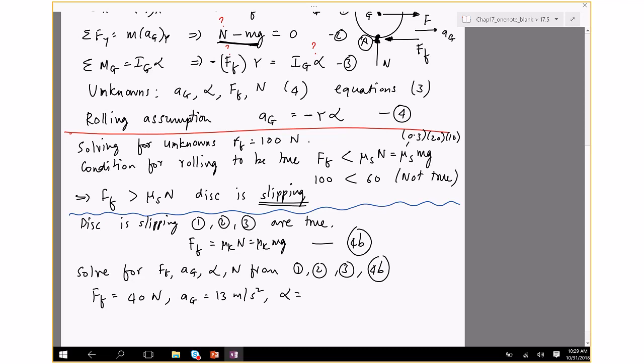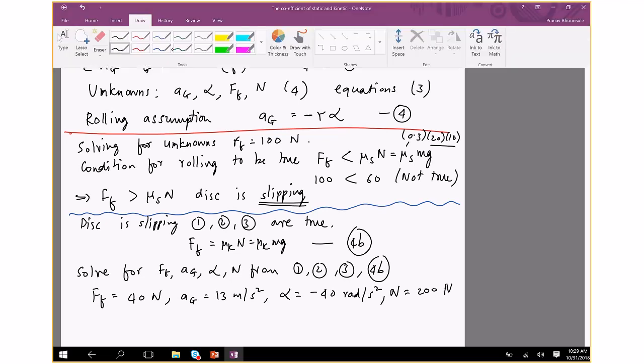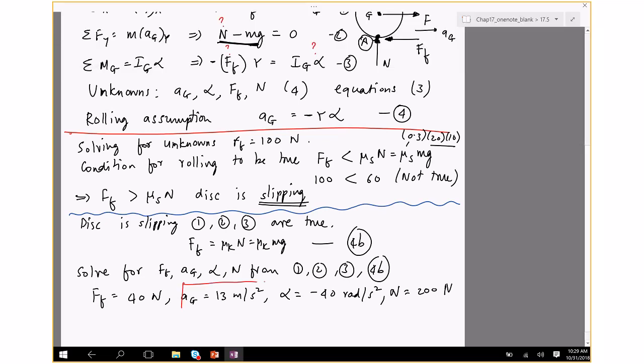The values are FF equals 40 newtons, AG equals 13 meters per second square. Alpha is not asked, but comes out to be minus 40 radians per second square. It's negative because we assumed it to be counterclockwise. It's actually clockwise. And then normal force is 200. I don't think you need to, but you can write it if you want. So we were after the acceleration, which is right here.